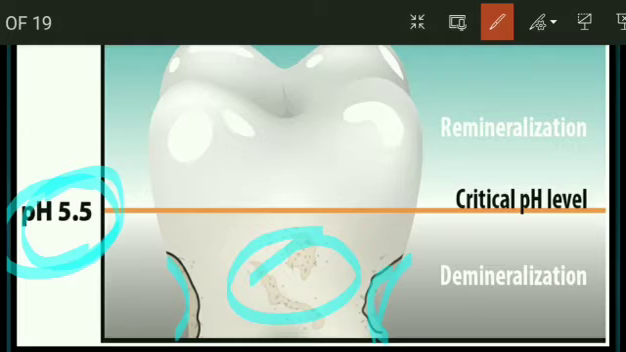So what we have to do, how to prevent tooth decay? What we have to do, the best way to prevent this is to clean the mouth after eating food. So at least twice a day you have to clean.